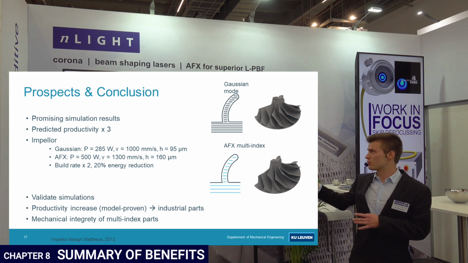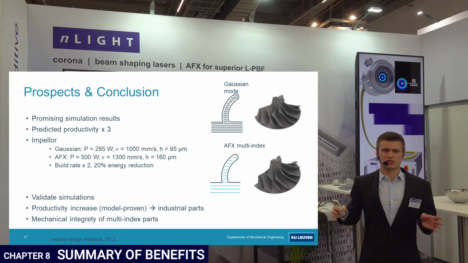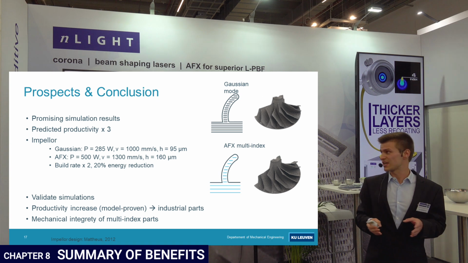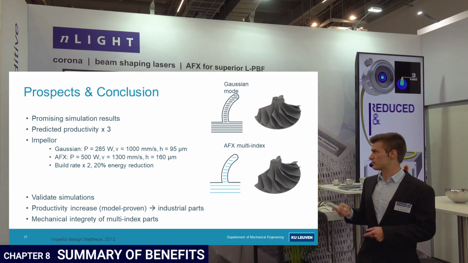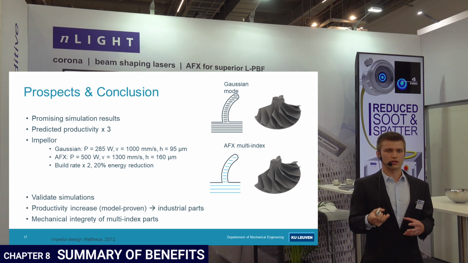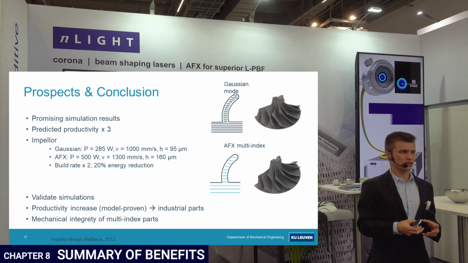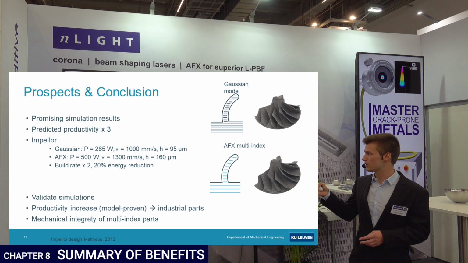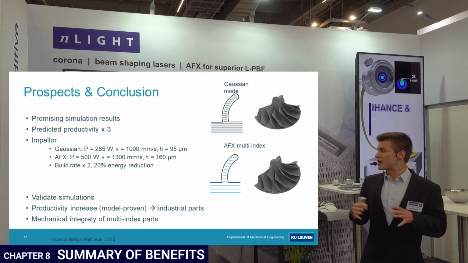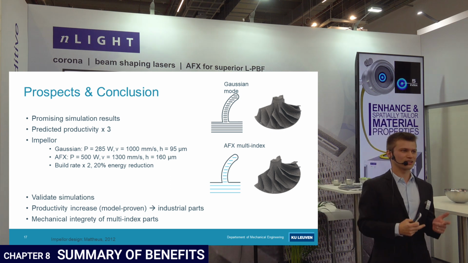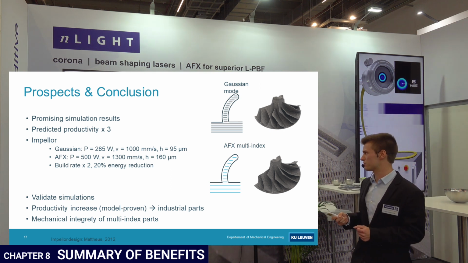And this is not even the most optimal parameter set for productivity. This was just a set that we know yields dense parts. And I can already see a doubling of productivity. And if you look at the amount of energy we put into a single volume of metal, we actually decreased the energy required to melt material by 20%. So without even trying, we doubled the productivity and improved the energy efficiency.